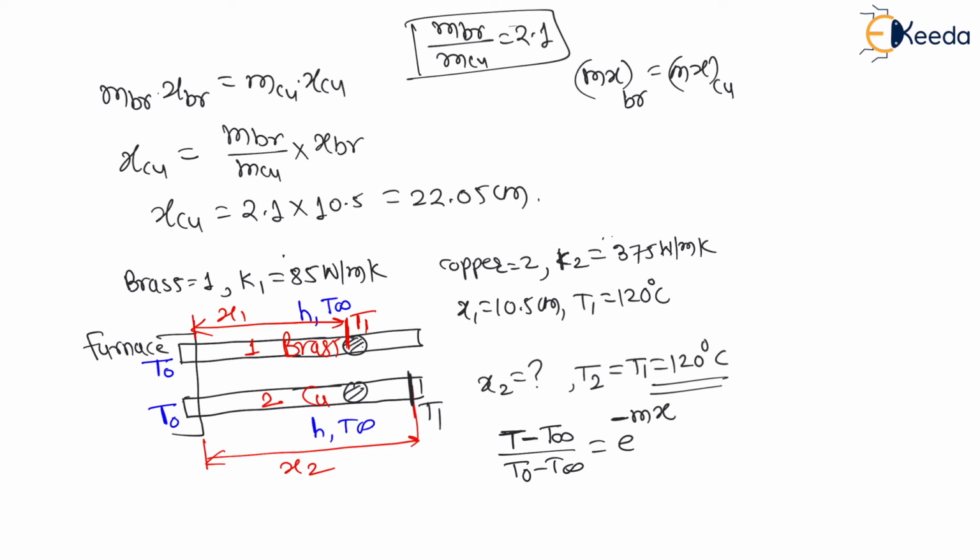Therefore, my dear students, in brass, if the temperature is 120 degrees Celsius at 10.5 centimeter away from the furnace end, then the same 120 temperature in copper will be at a distance of 22.05 centimeter. That means the component having higher thermal conductivity will get a lesser drop in temperature, because in copper thermal conductivity is more, therefore heat transfer is more. That's why the same temperature in case of brass will be nearer as compared to copper. Now my dear students, in the next lecture we will see one more numerical on this topic.